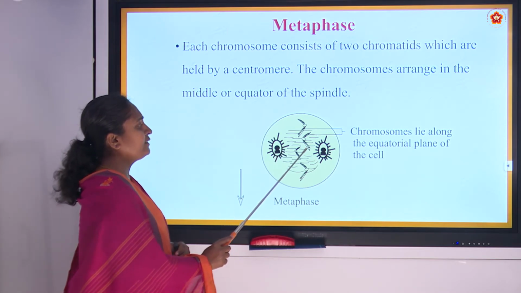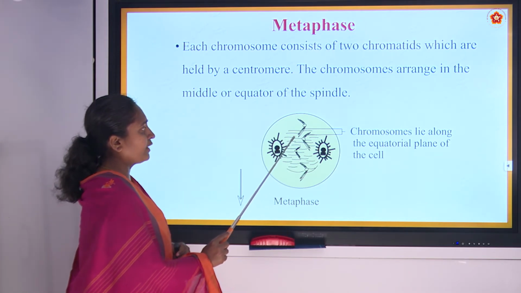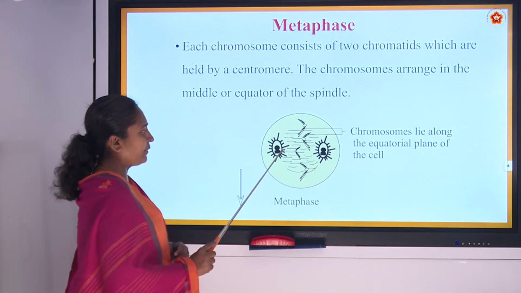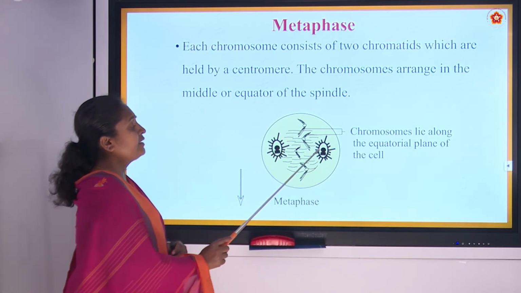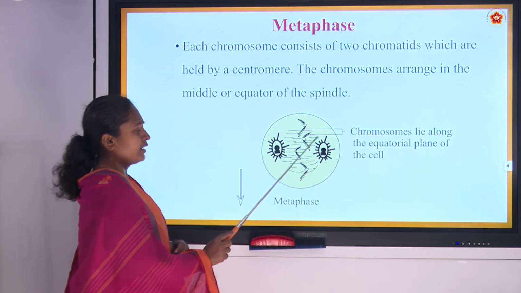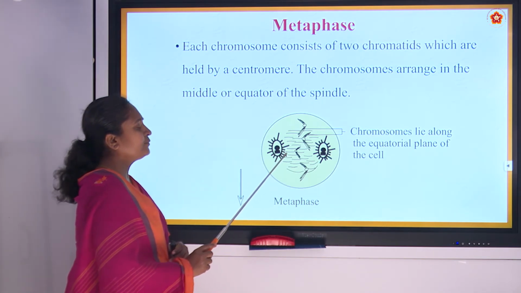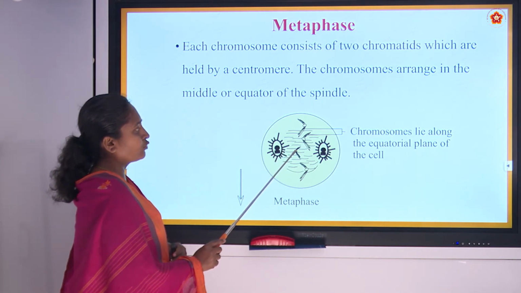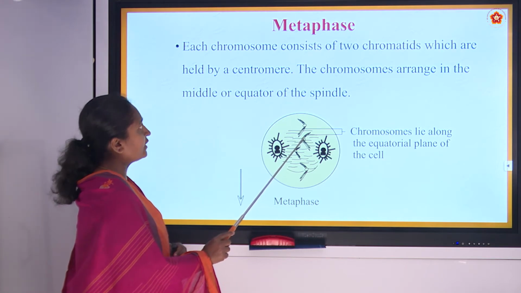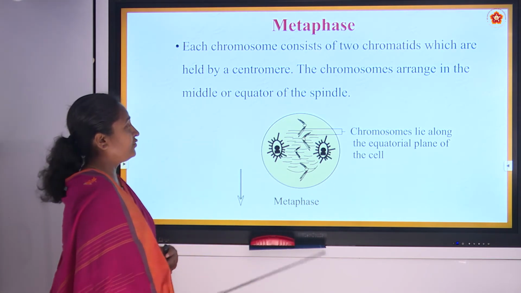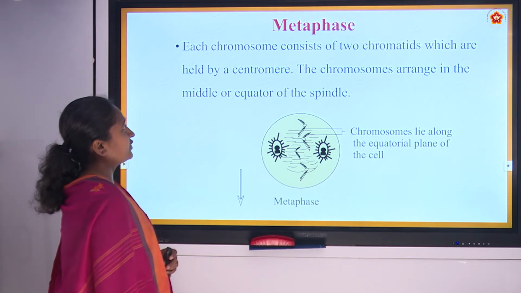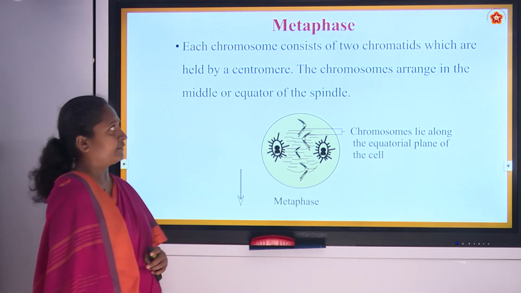We can see the spindle fibers are also growing. Can you see the lines which are coming? They originate from the centrioles at both the opposite poles. Now these spindles will get access to the chromosomes and attach to the centromere region. These are the events which take place in metaphase.